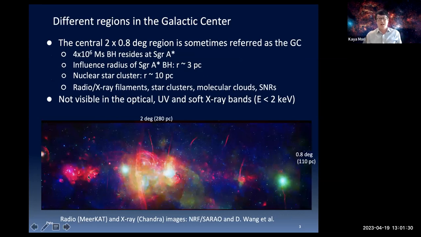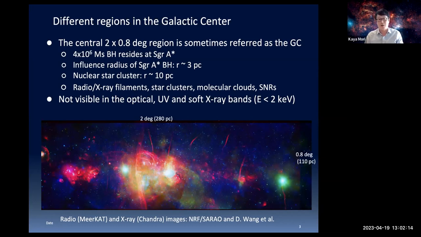So let me define the galactic center region. It depends on who you ask. If you're talking to infrared people, they mean the central 0.1 parsec region just around Sgr A*, tracking the stars' motions. But in the X-ray band, we refer to the galactic center as something like the central 2 by 0.8 degrees, which you can see on the bottom. This is a beautiful, almost artistic image of the galactic center observed by the MeerKAT radio observatory and also Chandra. So this is usually referred to as the galactic center, but it has different regions.